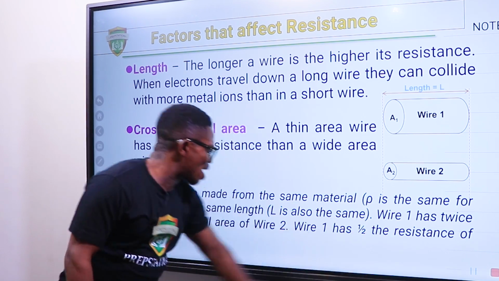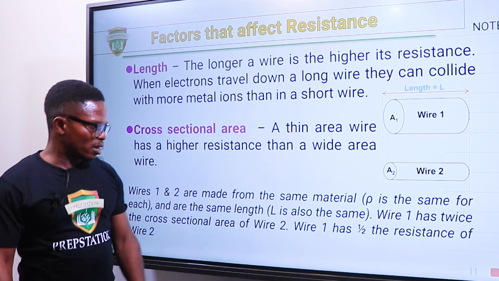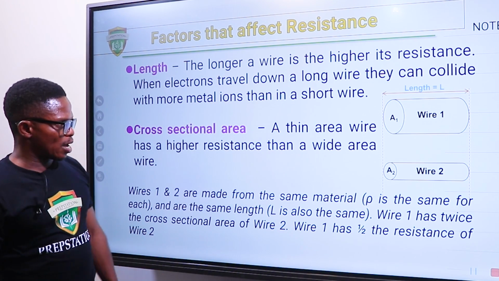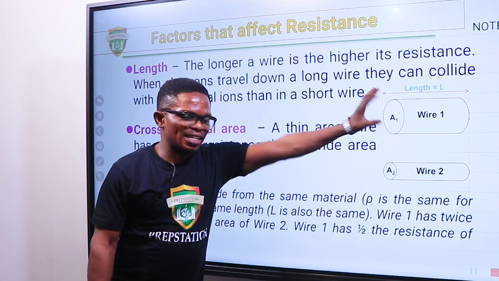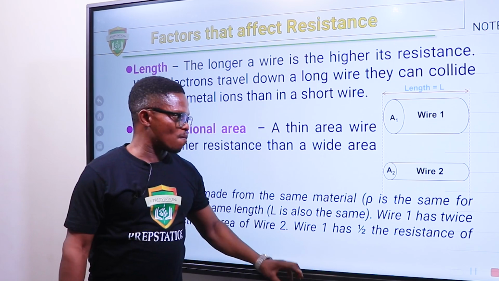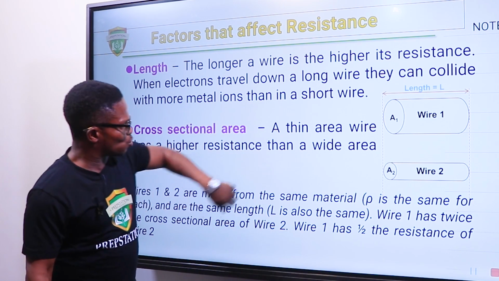Wire 1 has twice the cross-sectional area of wire 2. What does that imply? It means wire 1 has half the resistance of wire 2. This is wire 1, so it has half the resistance, which implies that more current will flow compared to this. Does that make sense? So that is factor number 2.